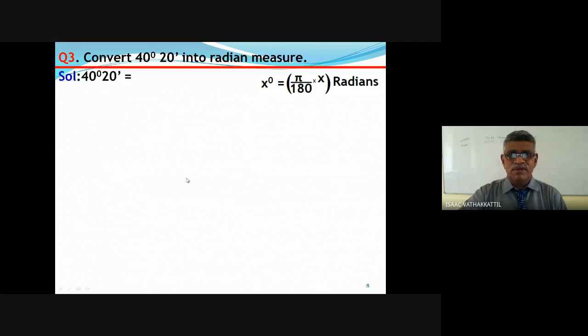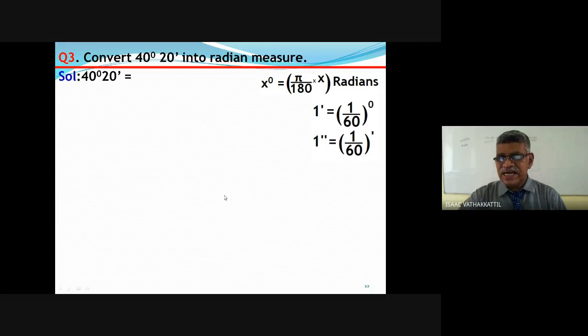In minutes, 1 minute is 1 by 60 degrees, or 1 degree is 60 minutes. And 1 minute is 60 seconds, or 1 second is 1 by 60 minutes. That single dash is minute and double dash is seconds. Don't get confused with the time and the angle. You may encounter both in one question, then you have to be very careful. The same notation is used for foot and inch also.